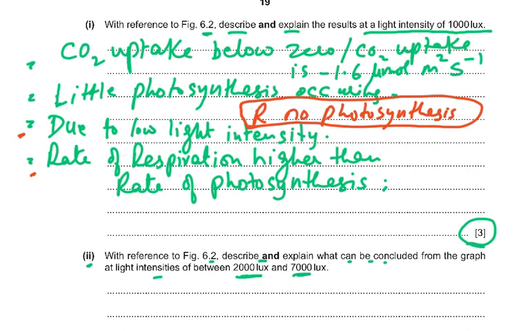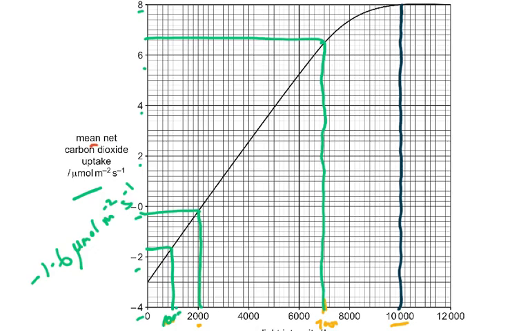So more carbon dioxide is being produced. There is no carbon dioxide uptake as yet. It's on the negative because it is on the y-axis. What did we have on the y-axis? It means net carbon dioxide uptake. So negative uptake means it's being produced.